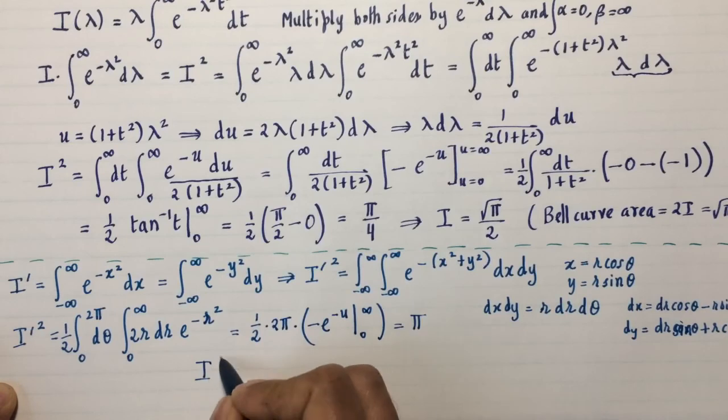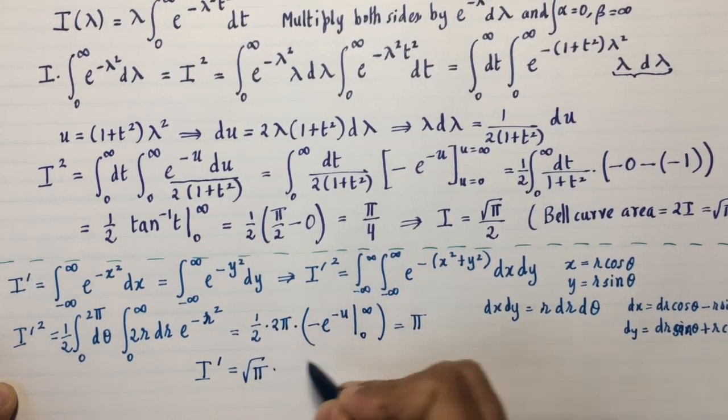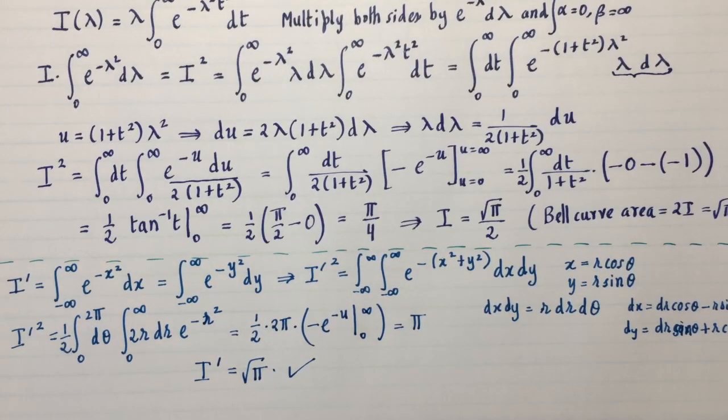And so I prime is the square root of pi. So that is the complete area under the bell curve by a completely different method, although it's related to the earlier method.